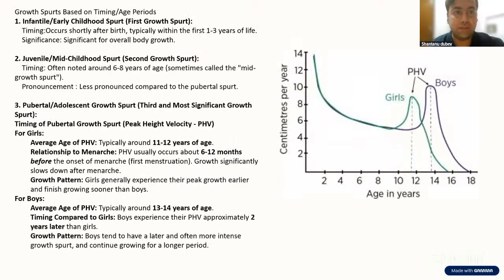A few of the concepts that you should know around this question are: what are these growth spurts, and when do they come? We can broadly classify them into the infantile or early childhood growth spurt, which is the first growth spurt, seen at 1 to 3 years of life. The juvenile or mid-childhood growth spurt is often noted around 6 to 8 years. Then there is the pubertal or adolescent growth spurt, which is the one we mostly use as orthodontists, at the timing of puberty.